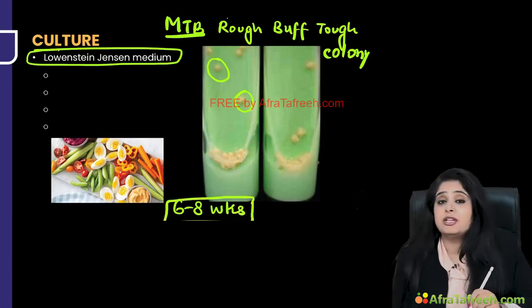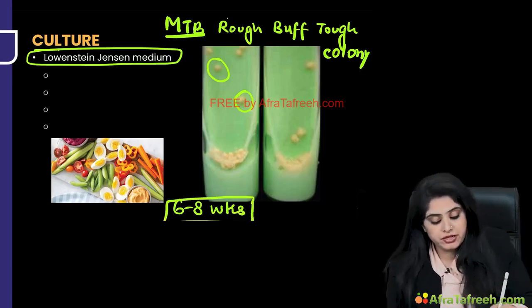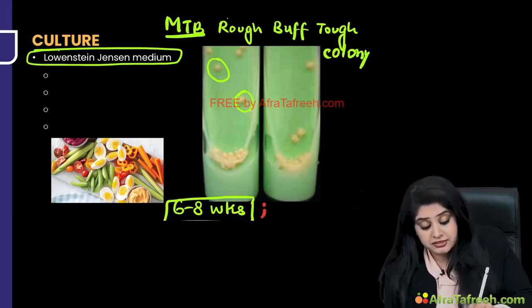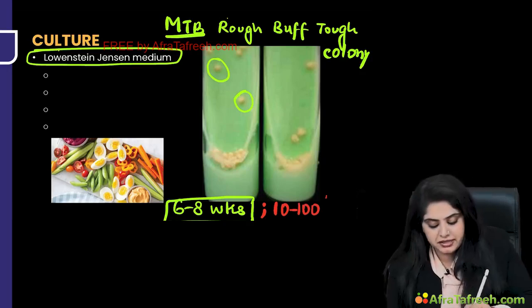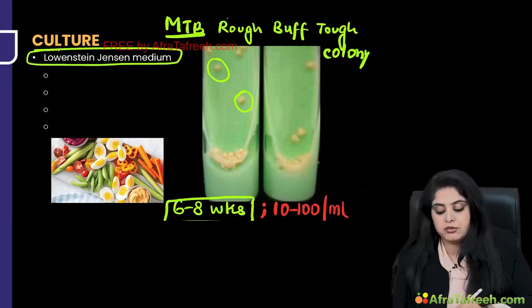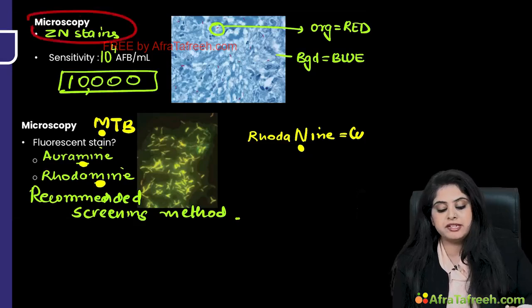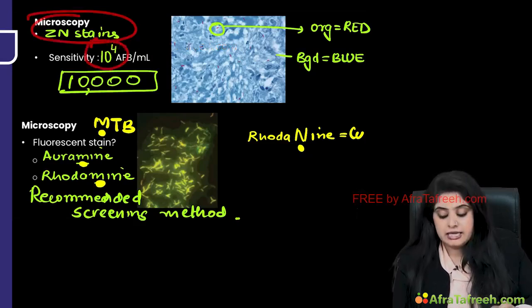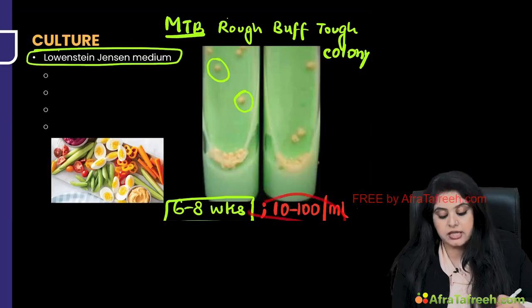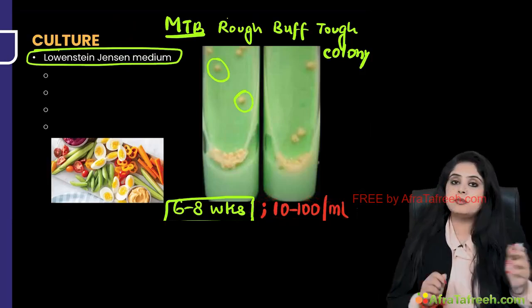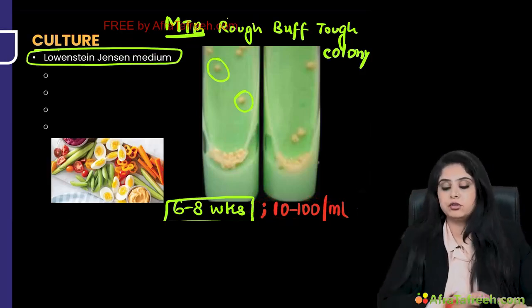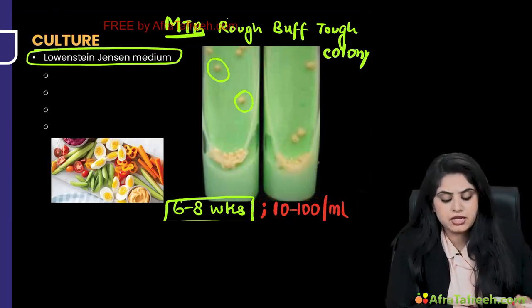Oh my God, the patient will have to wait for his report for 6 to 8 weeks, and at the same time, the sensitivity is better. There are 10 to 100 bacilli per ml of sputum. Guys, what was the sensitivity of microscopy ZN stain? 10 to the power 4. Here it has gone down to 10 to the power 2, right? So definitely the sensitivity is better, but it's taking too much time. Roughly 6 to 8 weeks it is taking for the growth. So I'll have to come to faster methods, which I'll come to.